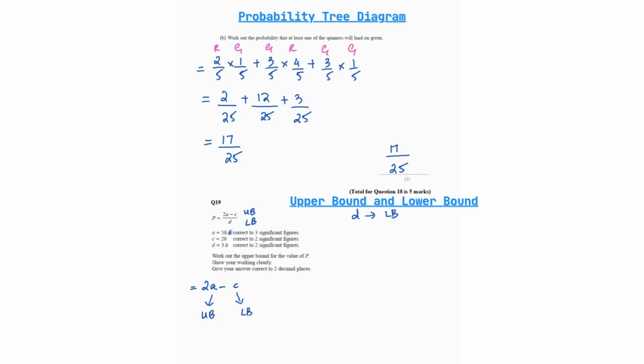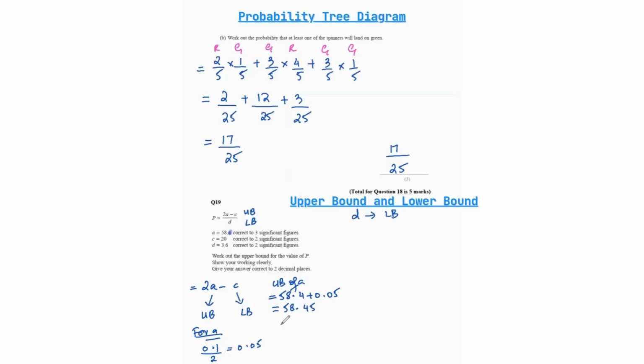Hence, for A, we do 0.1 divided by 2, which is 0.05. So now, the upper bound of A would be 58.4 plus 0.05, which is 58.45.